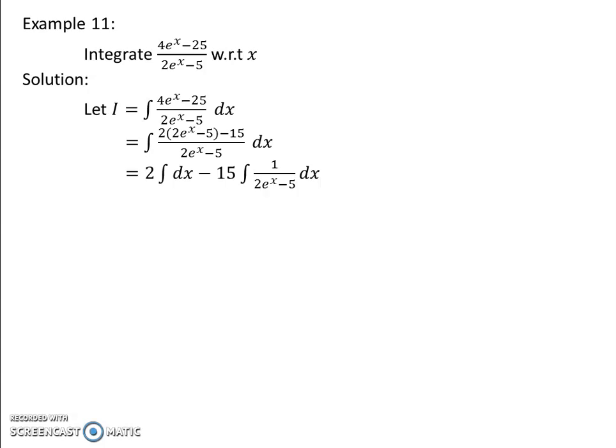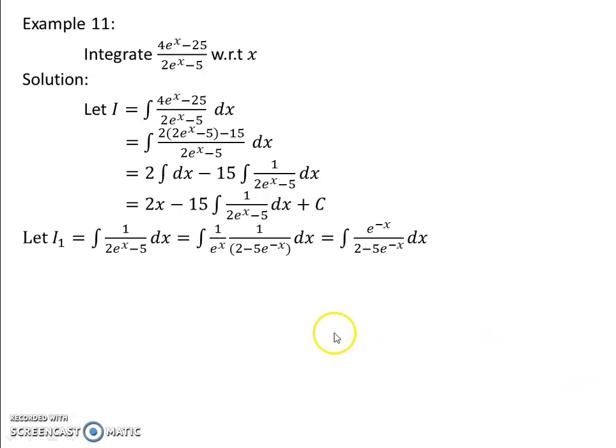Separating the denominator, we get 2 times the integration of dx minus 15 times the integration of 1 upon (2e^x − 5) dx. So that is 2x − 15 times the integration of 1 upon (2e^x − 5) dx. Let I1 equal the integration of 1 upon (2e^x − 5). See the adjustment over here: from the denominator we take e^x common. So 1 upon e^x into 1 upon (2 − 5e^(−x)). That 1 upon e^x is e^(−x), so we get e^(−x) upon (2 − 5e^(−x)) dx. Put 2 − 5e^(−x) equal to t.